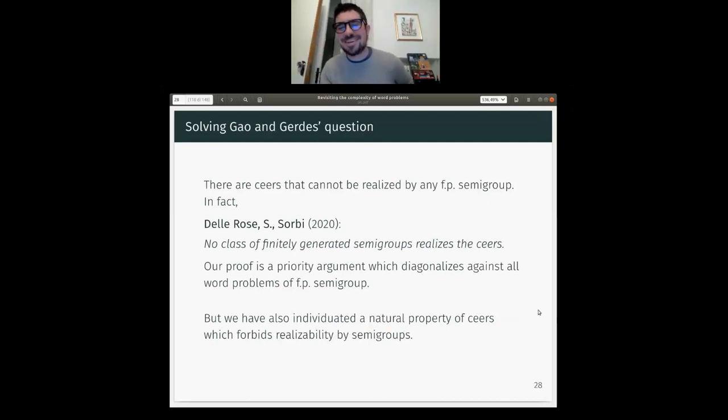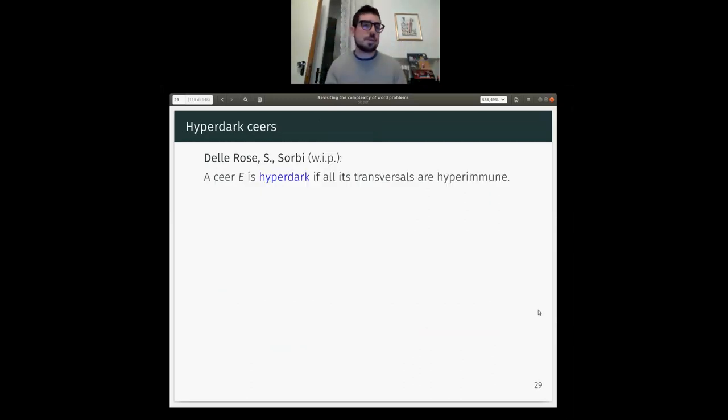I mean, it really depends on the context, right? But fairly natural. So we have a single property, a combinatorial property, that if it is satisfied by a sphere, then immediately this sphere will not be realized by a semigroup, a finitely generated semigroup, obviously.